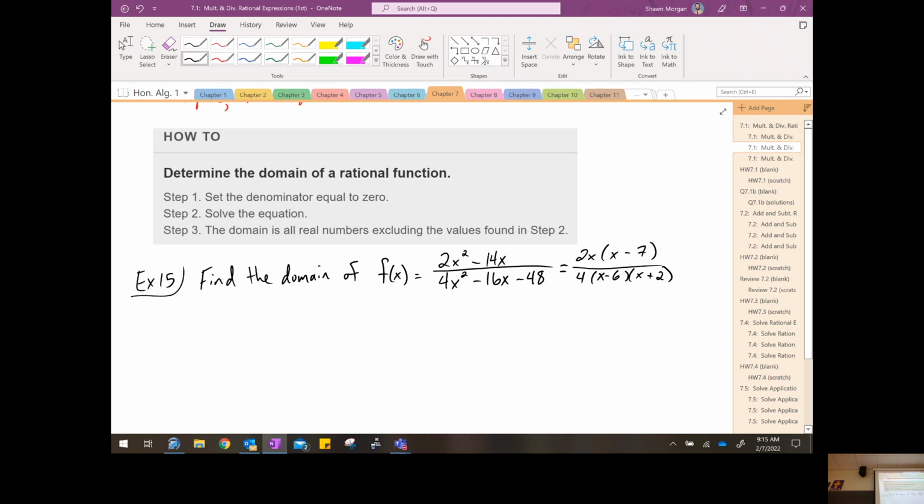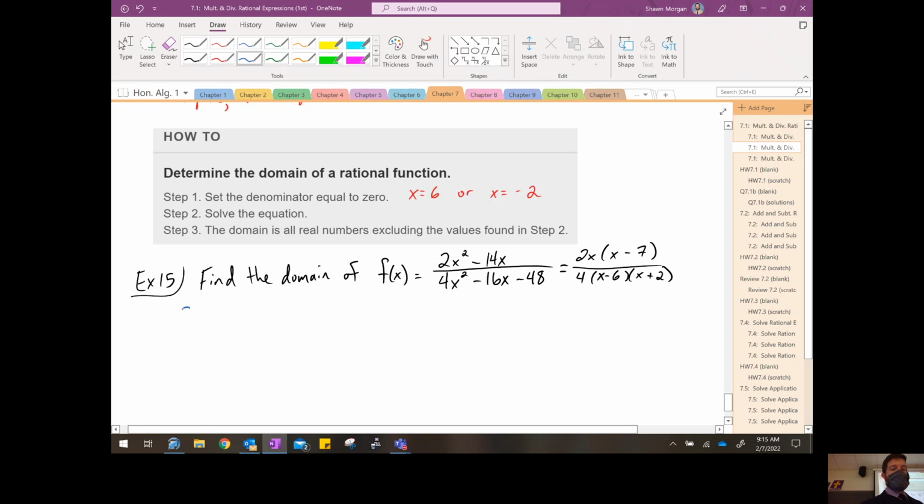All right. So the roots of the denominator here, x equals 6 or x equals negative 2, would make this function undefined.